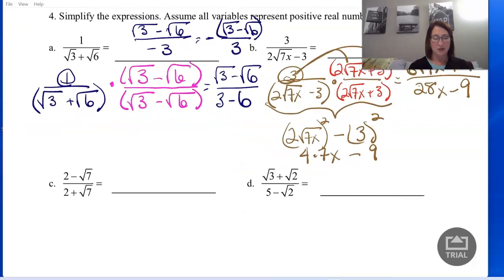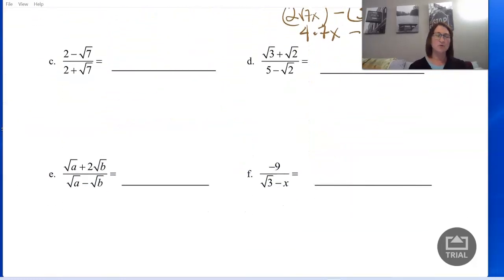All right, let's look at C. Ooh, I love problem C. As a matter of fact, you will see C on the homework, and I think it shows up again on the quiz. That's how much it's loved. All right, so let's go ahead and rewrite this as 2 minus square root of 7 over 2 plus square root of 7. I am going to multiply by the conjugate.